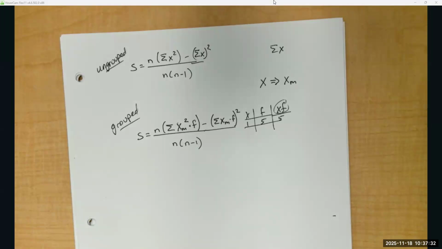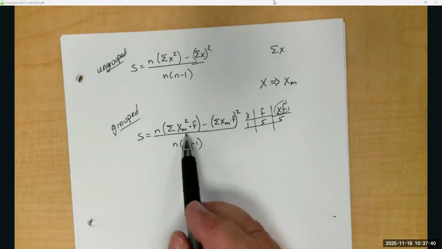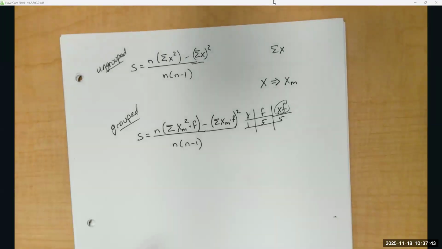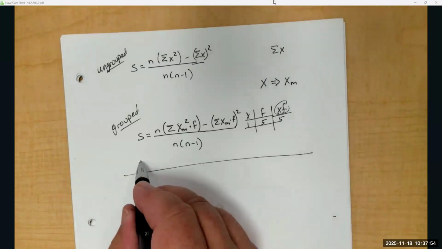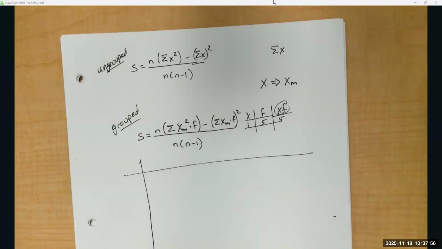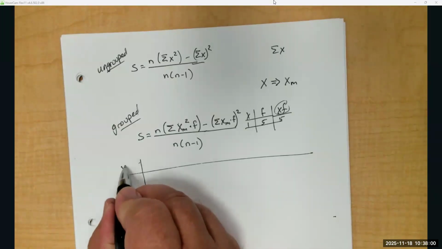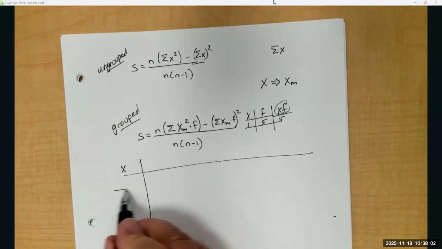So this is the important part. You have to understand now, when you give the formula, that's the easy part. Can you create the table for it? Let's use the same data we had a second ago. We use the shortcut method. This is my X, my data class.